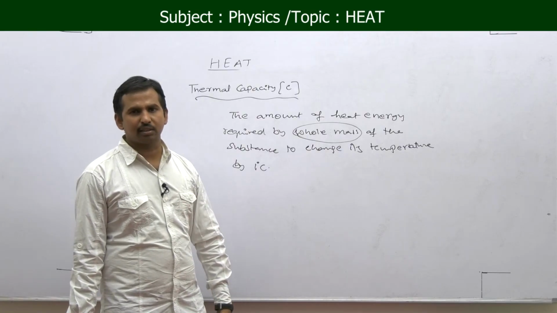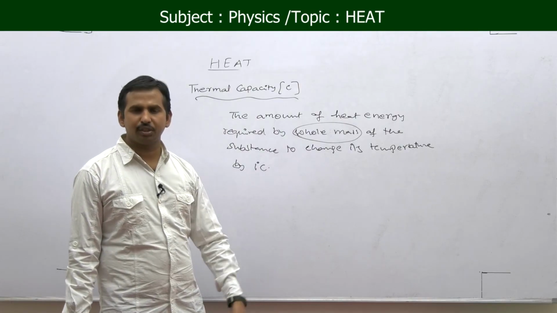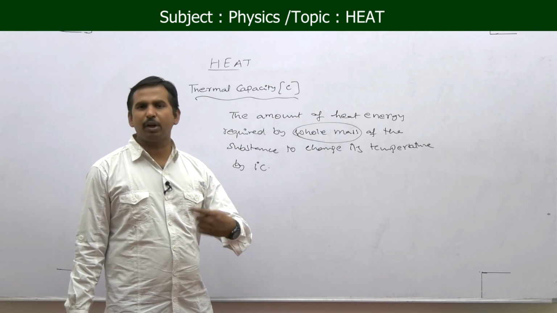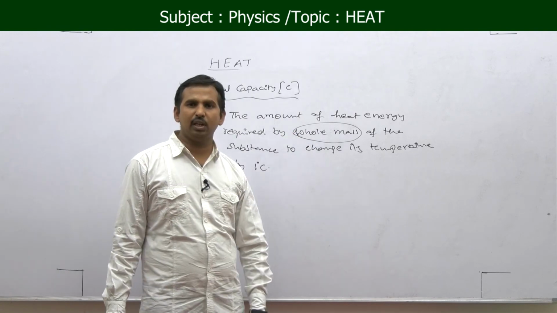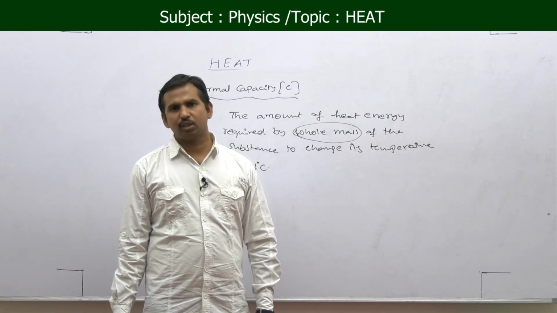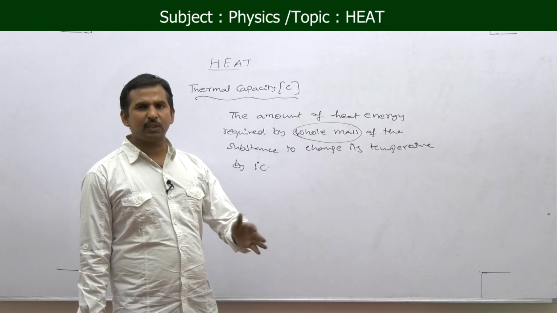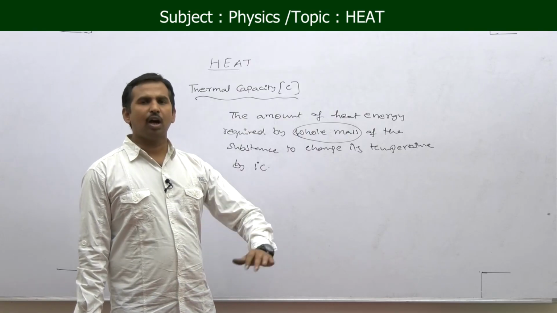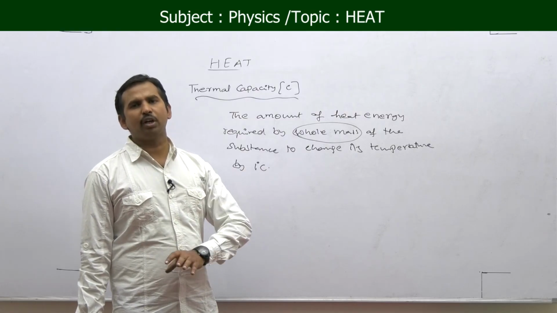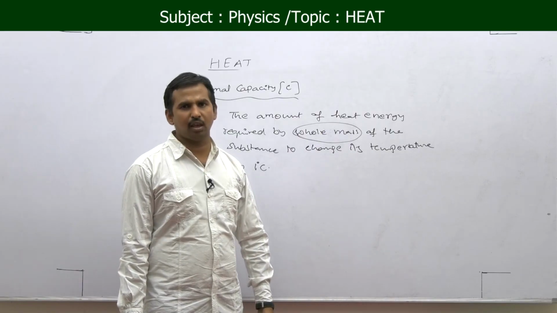It depends on the mass. For example, if you take 1 liter of water, the thermal capacity is different; if you take 2 liters of water, the thermal capacity is different. So depending on the mass, thermal capacity varies, whereas specific heat capacity is independent of mass variation. It only depends on the nature of the substance you are taking. The specific heat capacity remains the same until you change the substance. For a given substance, whatever the quantity you take, the specific heat capacity remains the same.